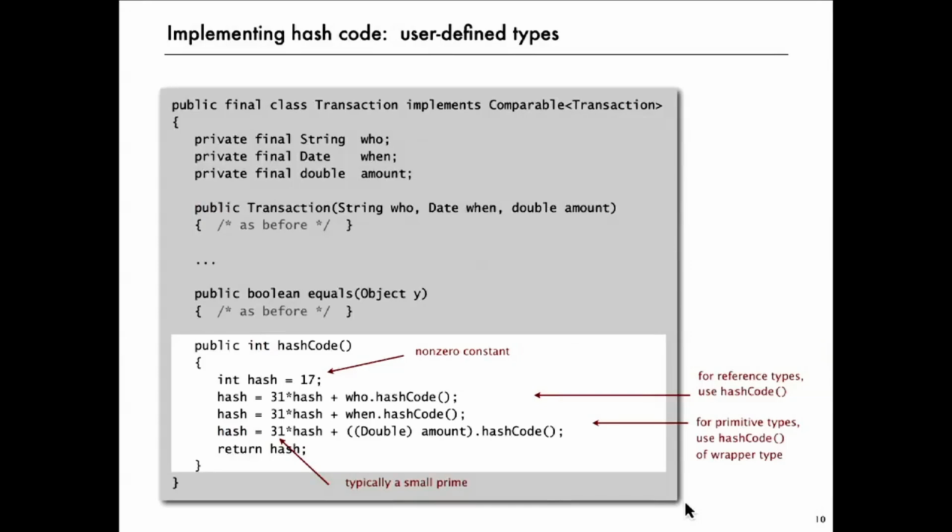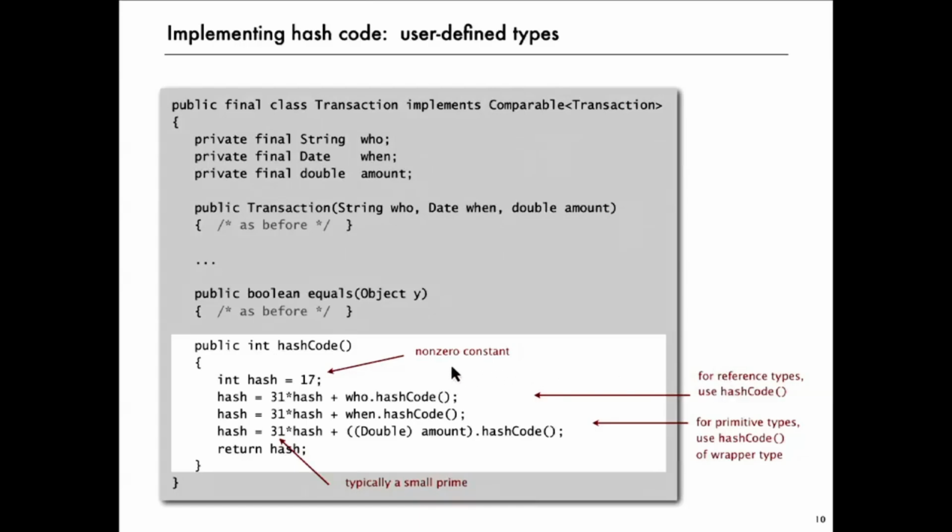How about implementing a hash code for our own type of data? We might have a transaction type with a couple of instance variables: a string, a date, and a double. We need to compute a hash code, so return a 32-bit value. Again, we want to make use of all the pieces of data that we have, and also make use of the hash code implementations for the types of data that we're using.